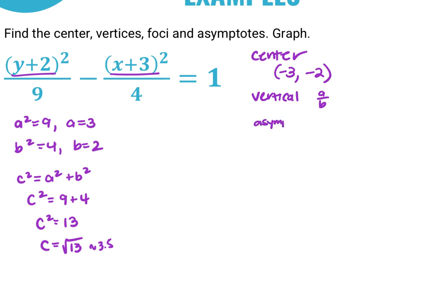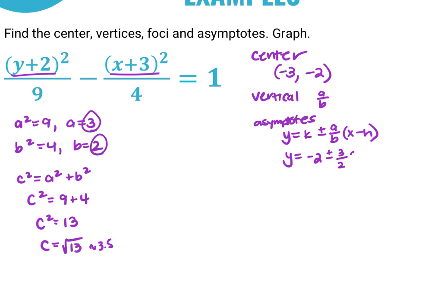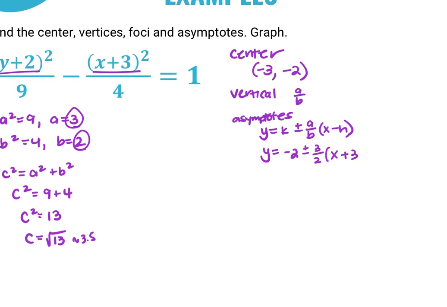Our asymptotes, y equals k plus and minus a over b x minus h is my equation for vertical. Y would equal, the k is negative 2 plus and minus A is 3. That is the ugliest. 3 over B is 2. X minus H is a negative 3. So minus the negative makes this positive 3.